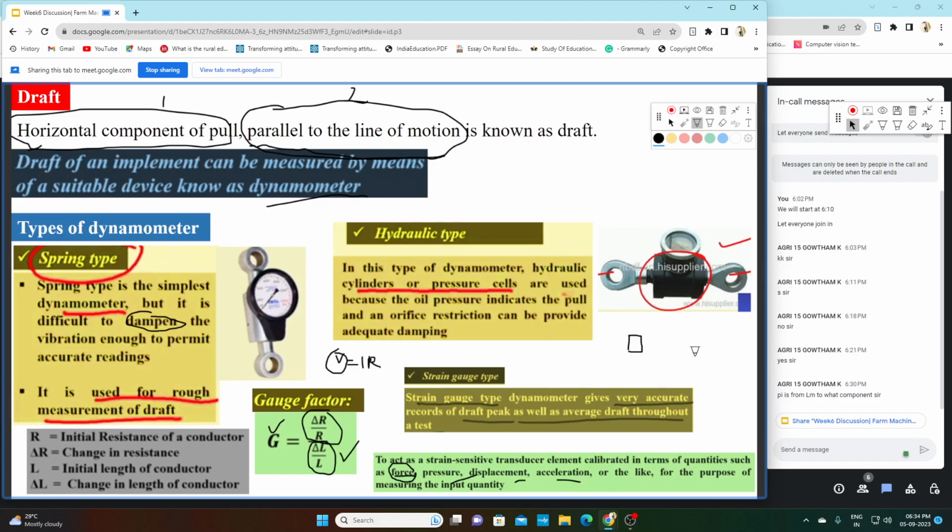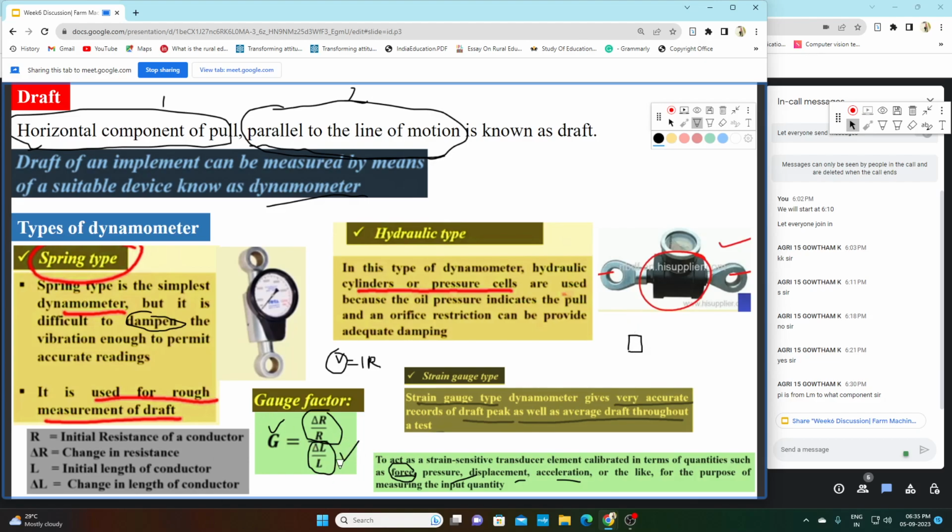Again I am repeating how the strain gauge type dynamometer works. Strain gauge is nothing but a sticker-like substance. This sticker has a factor called the gauge factor that is constant for every sticker. When force or draft is applied on the strain gauges, there is a change in length. We know strain is change in length divided by original length, so we can calculate the strain acting on the gauges.